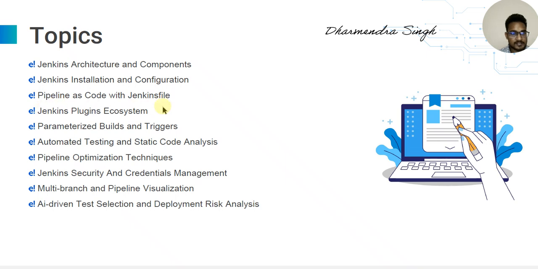Fourth is Jenkins plugins ecosystem. Next is parameterized build and triggers. Next topic is automated testing and static code analysis. Next topic is pipeline optimization techniques. Next is Jenkins security and credential management. Next topic is multi-branch and pipeline visualization. And the final topic is AI-driven test selection and deployment risk analysis.